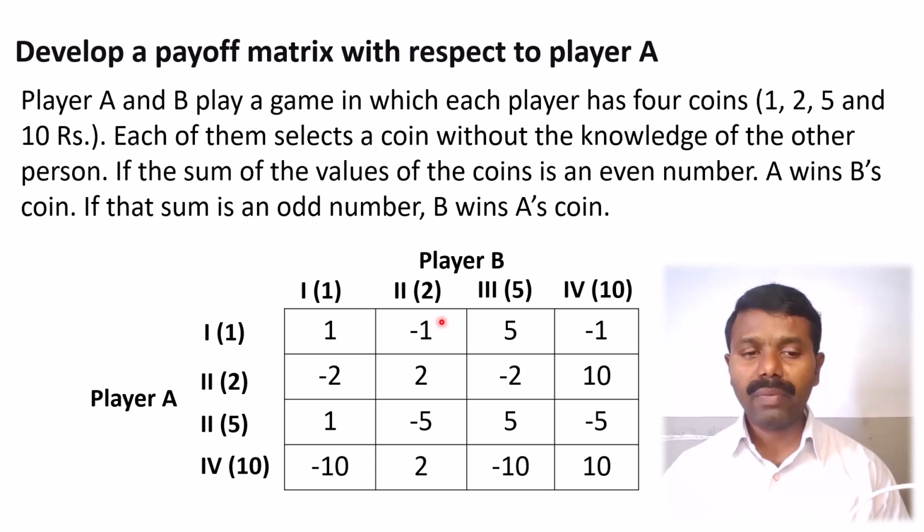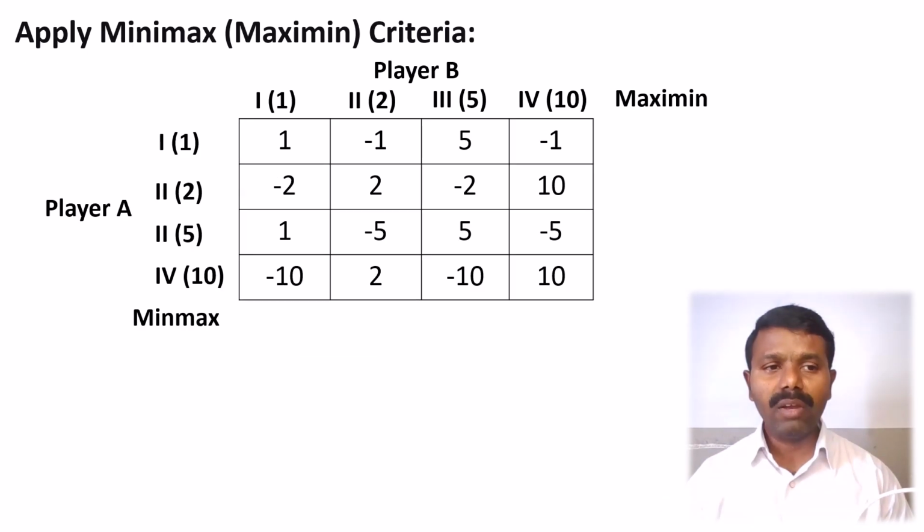So this is the payoff matrix. Now let us see which strategy will give more profit to player A or player B. That we are going to see from this payoff matrix. So let us solve this problem by using the regular method. Initially we will be applying the minimax criteria.